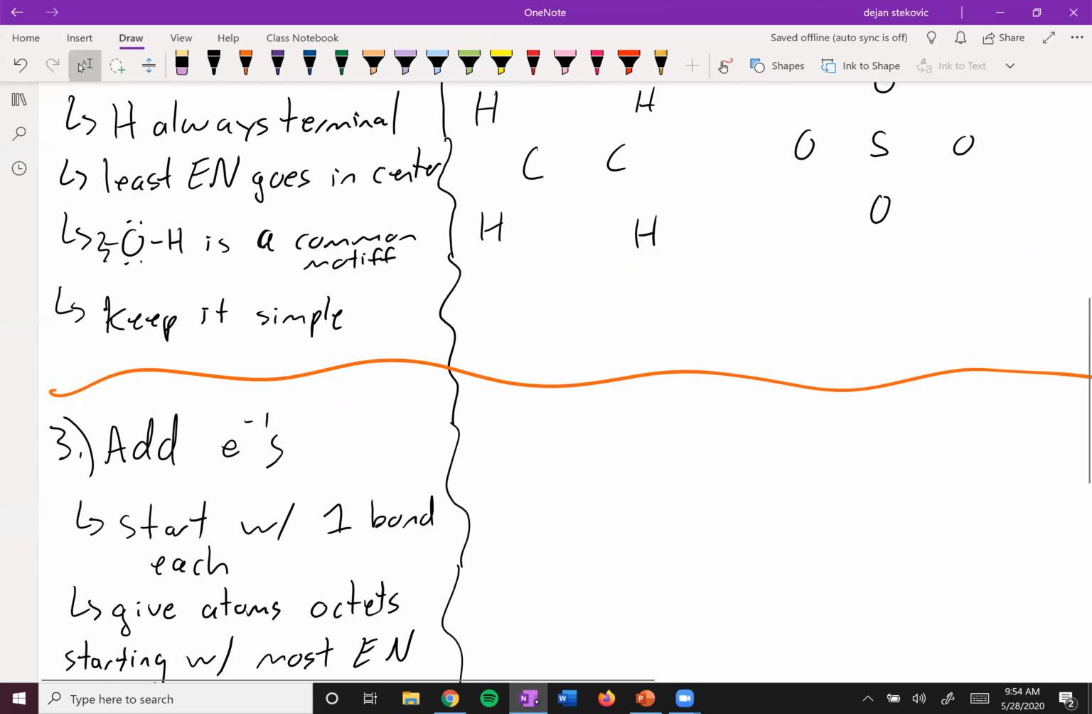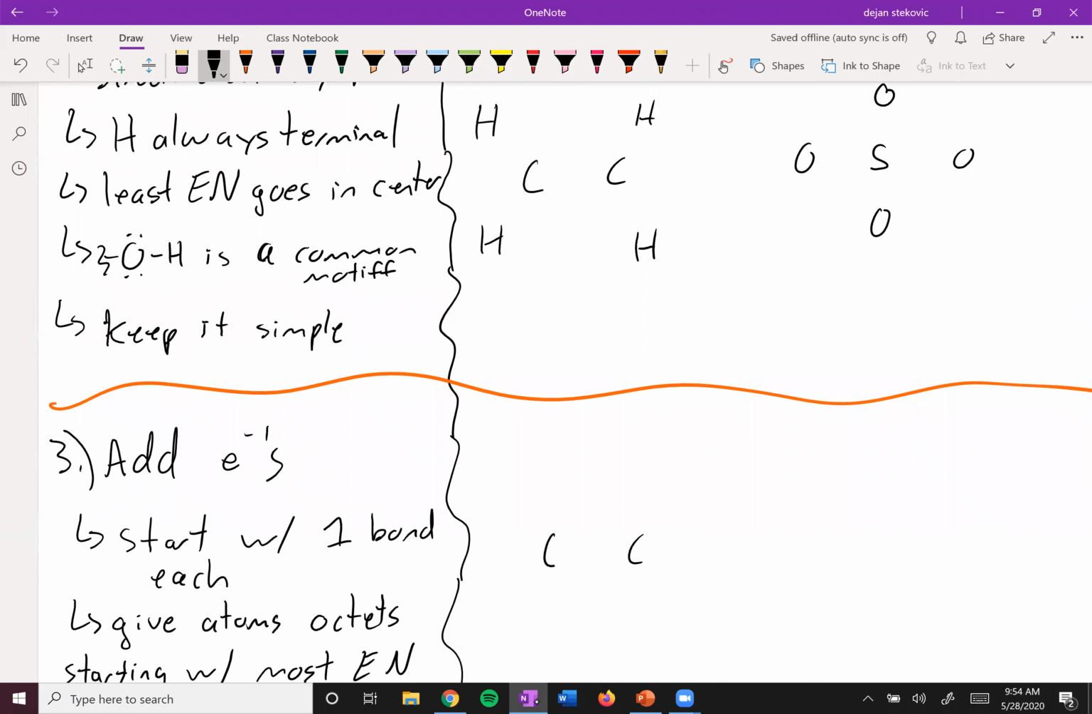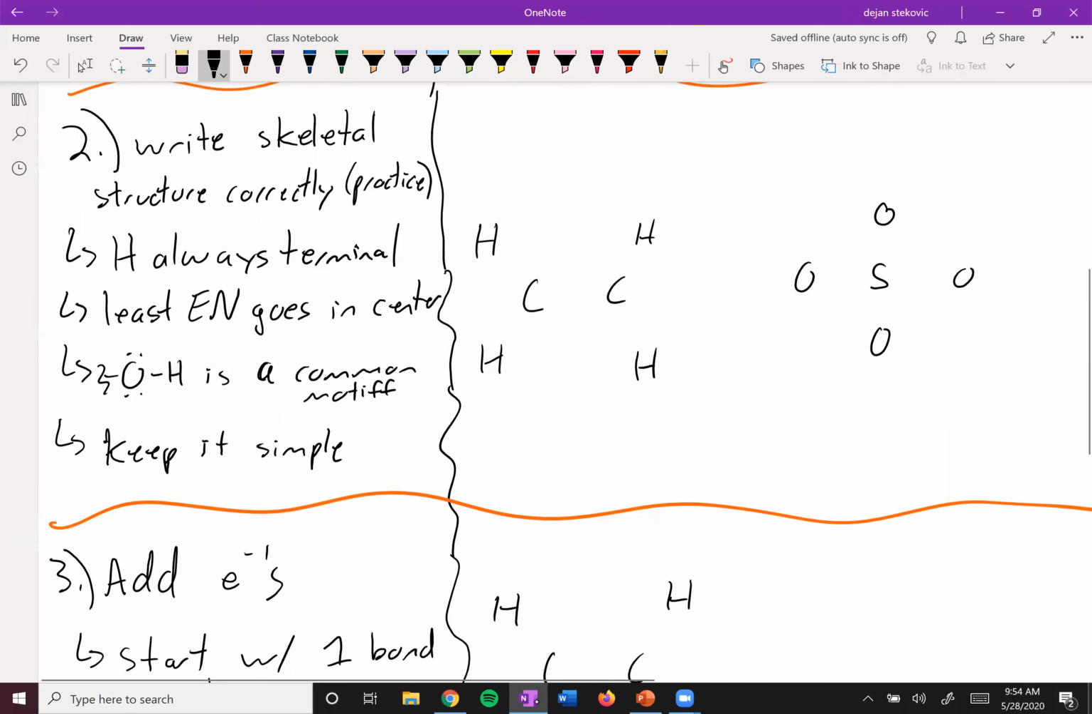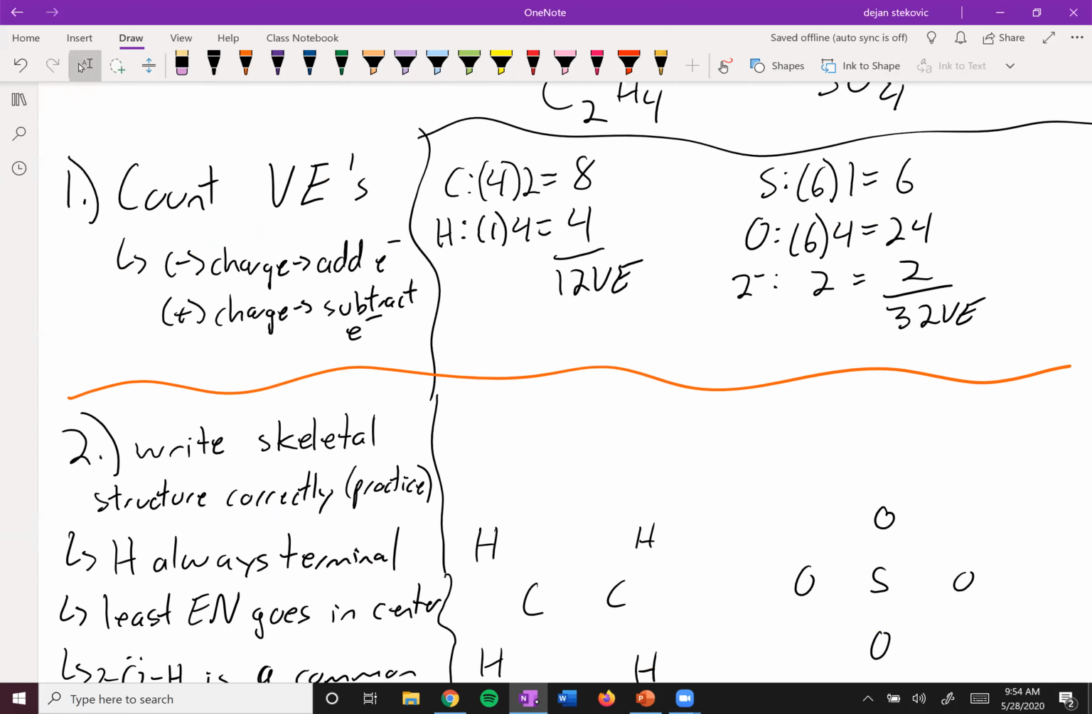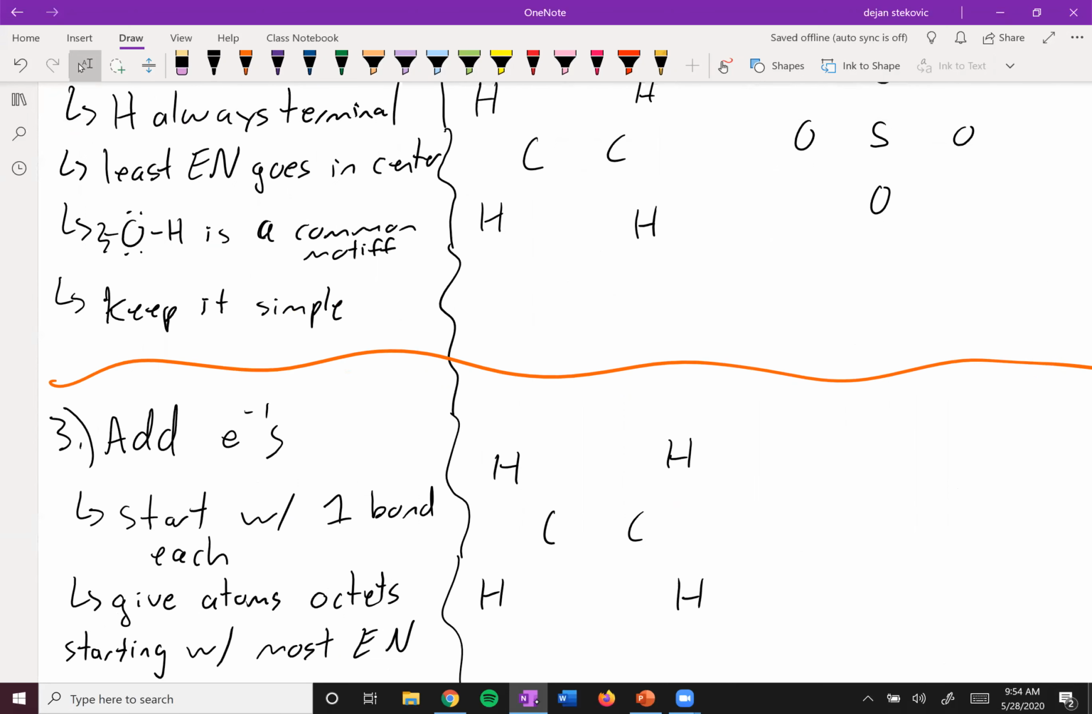So I'm just going to redraw our skeletal structure down here. And then I'm going to go up and remember that we counted 12 valence electrons. First thing we're going to do is just draw one bond to everything, and then think about how many electrons that's used up. Remember, it's 2 electrons per bond. We have 5 bonds here, so that's 10 electrons. So we have 12 originally minus 10, so we have 2 electrons left.